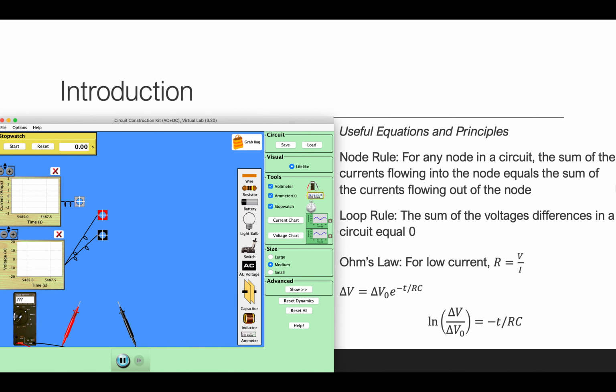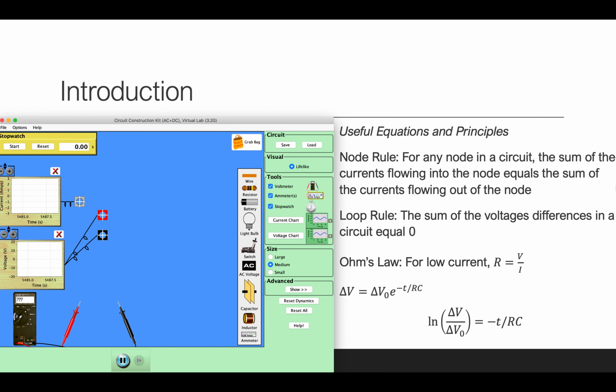Some guiding principles include the node rule, which says the sum of currents going into a node equals the sum of currents going out, and the loop rule, which says the sum of the potential differences within a loop in a circuit equals 0, and Ohm's law, which describes the relationship between resistance, current, and voltage.